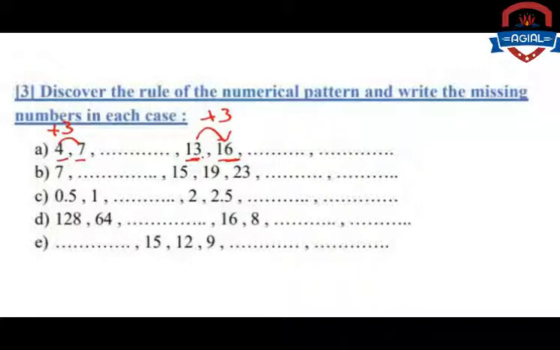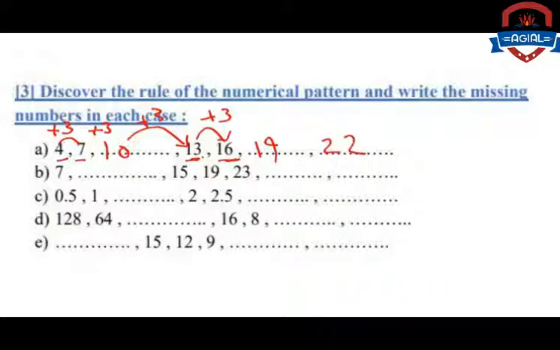We have 4 plus 3 equals 7, and 7 plus 3 equals 10. And 10 plus 3 equals 13. And 13 plus 3 equals 16. And 16 plus 3 equals 19. And 19 plus 3 equals 22.